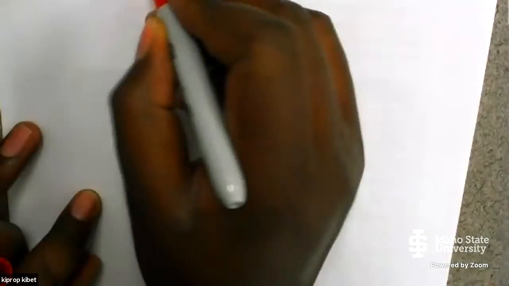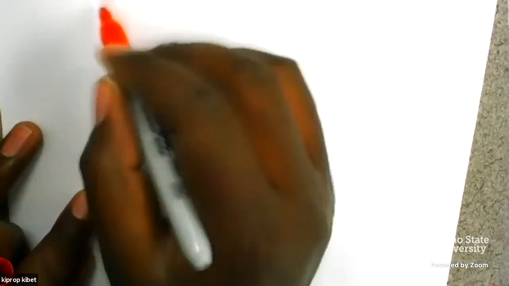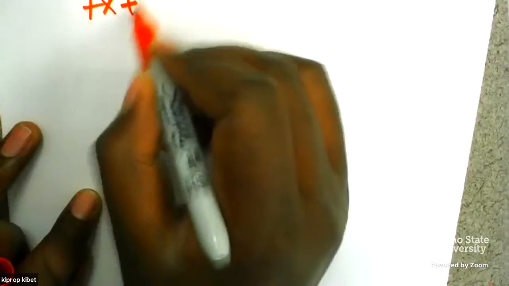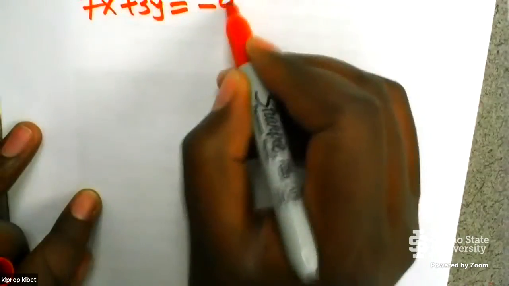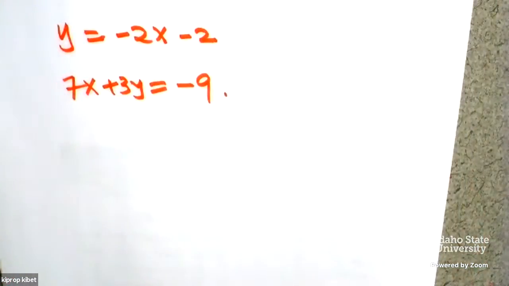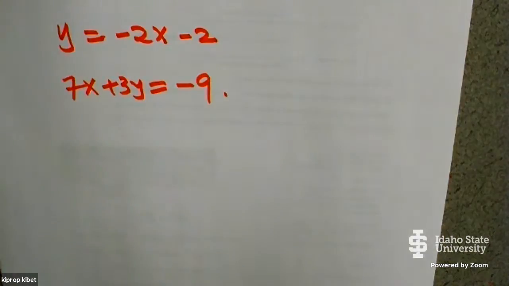Okay, the second equation: y equals minus 2x minus 2, and 7x plus 3y equals minus 9. Again, in your exams, I can specify the question. I can say, solve this one. Even if it's like this, I can tell you to solve this one using the elimination method.